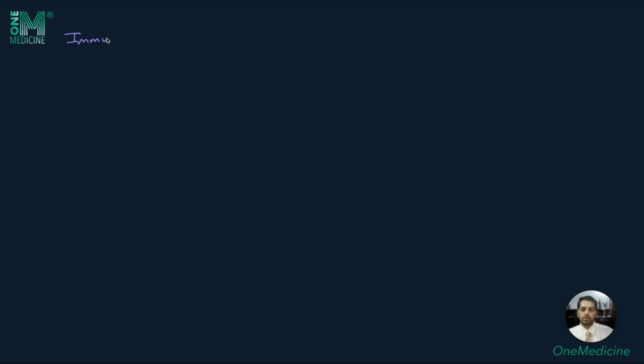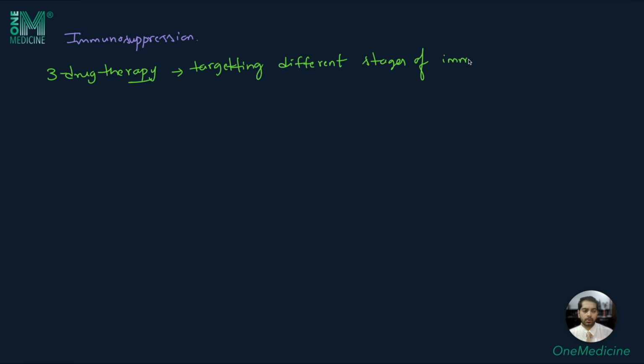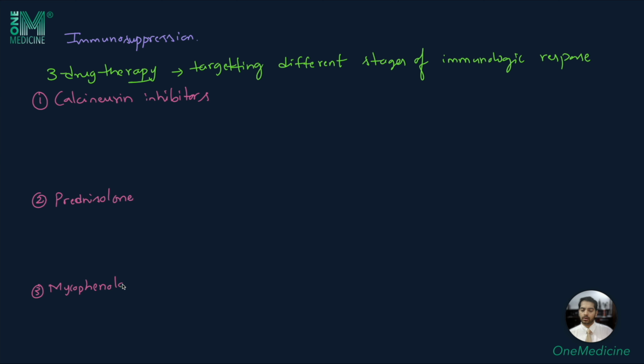Now let's look at the immunosuppression post-renal transplantation. The treatment usually involves a 3-drug therapy, with each drug targeting different stages of immunologic response. The first one is calcineurin inhibitors. The second one is prednisolone. And third one is mycophenolate mofetil.